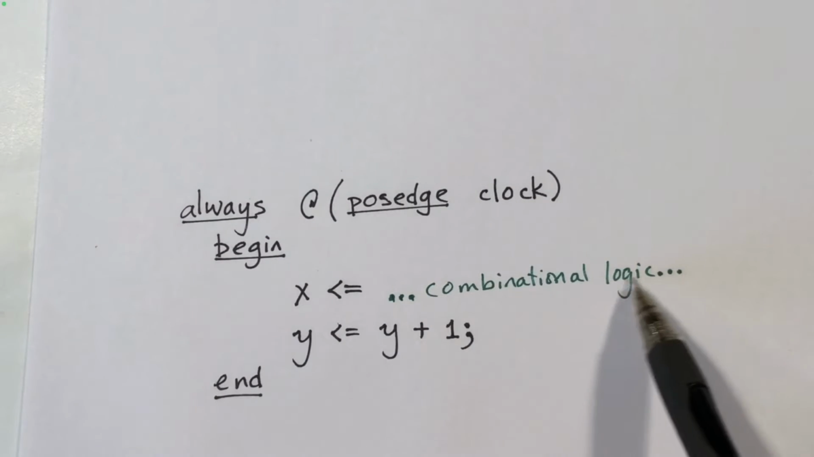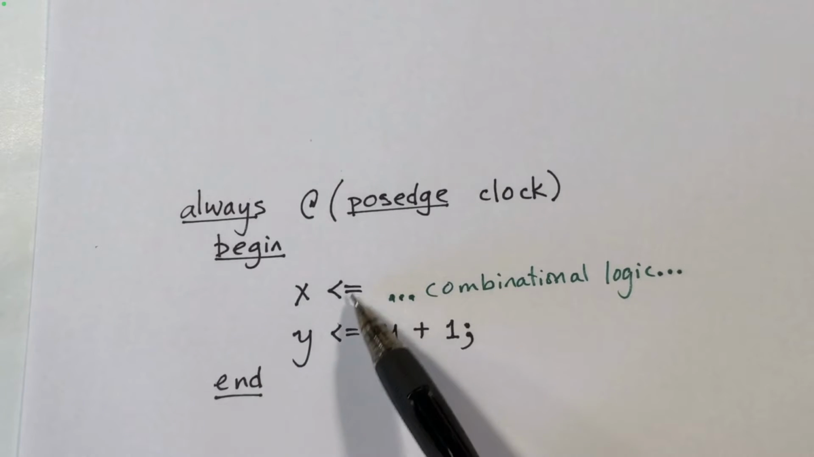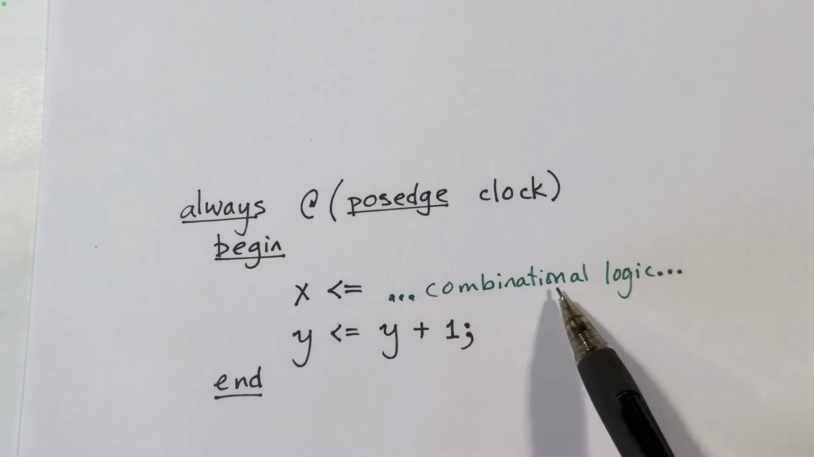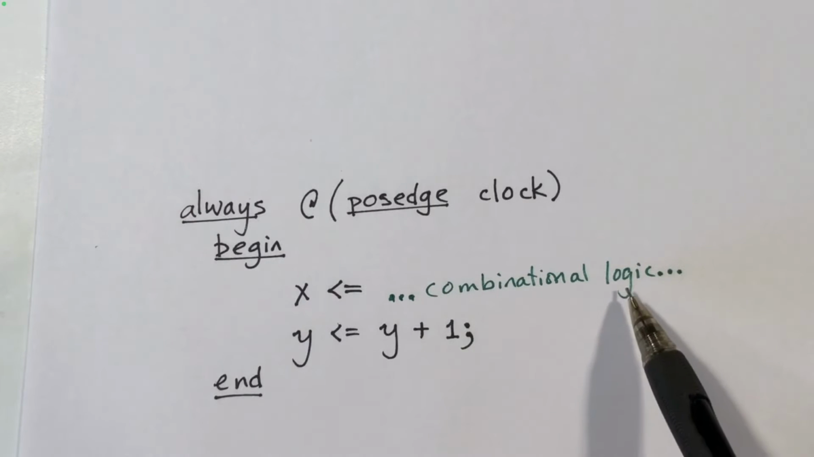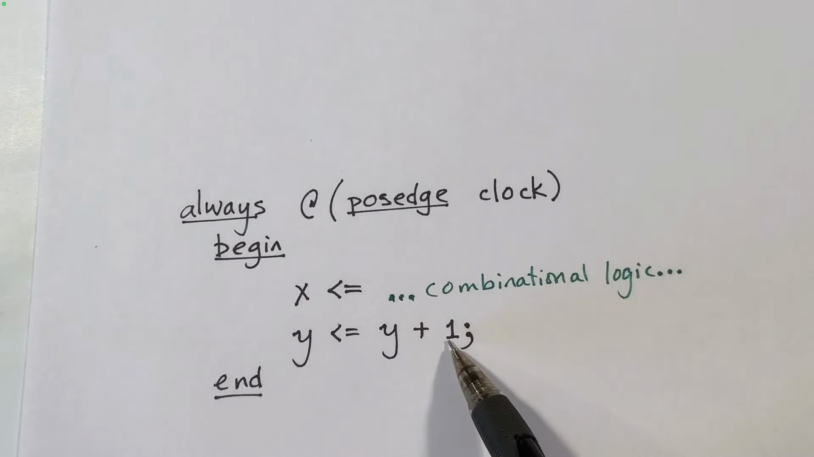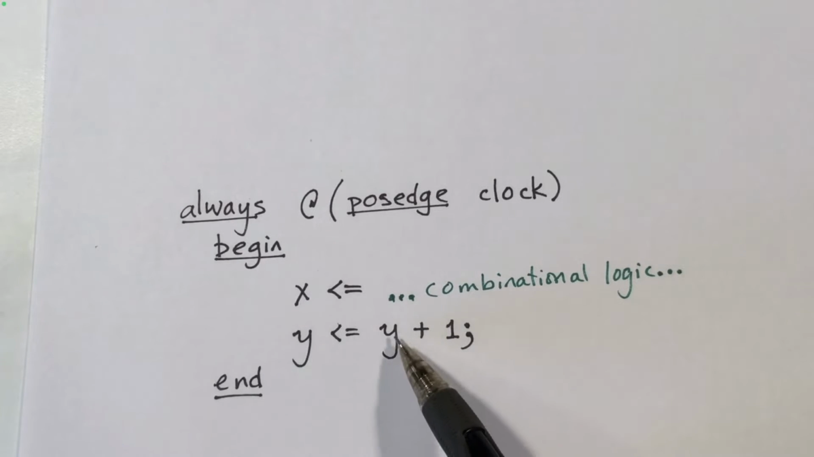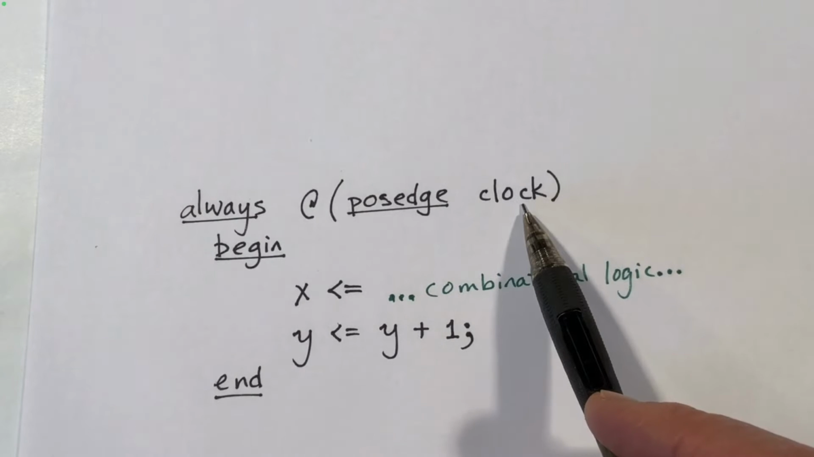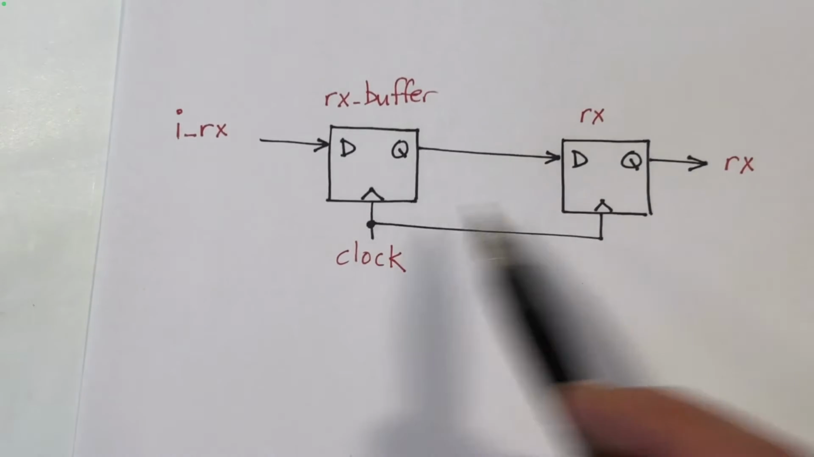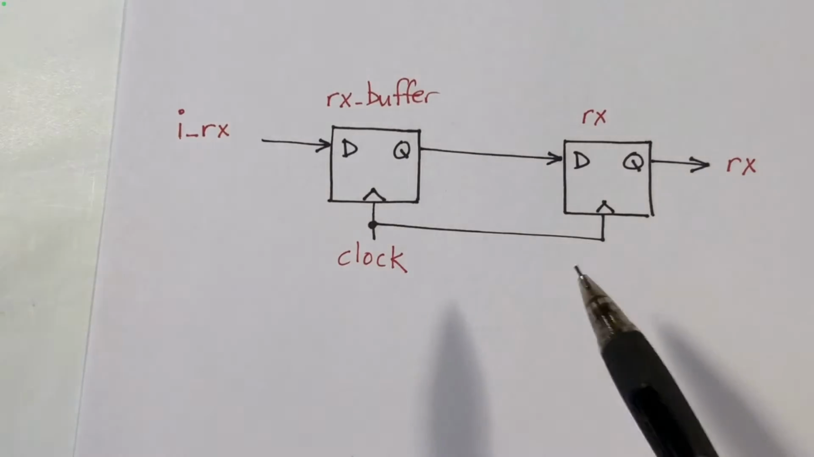And the right-hand side of these statements can be combinational logic, and it can involve the output of registers. So here, for example, y gets y plus 1. This will increment some register on every clock cycle. Okay, so now let's see how this circuit looks in the Verilog code.